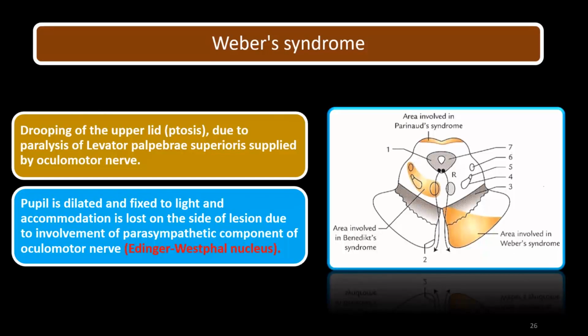In addition to these symptoms following Weber syndrome, there's going to be drooping of the upper eyelid. This is called ptosis. This is due to paralysis of levator palpebrae superioris, which is also supplied by oculomotor nerve that's affected in this syndrome. The pupil is also dilated and fixed to light, and accommodation is lost on the site of lesion. This is because we have a Dejerine fiber running as part of the oculomotor nerve that is also affected along this area. That's also part of the area affected in this syndrome.